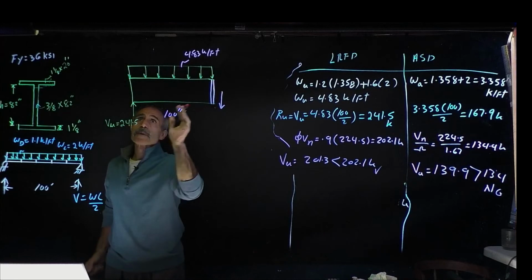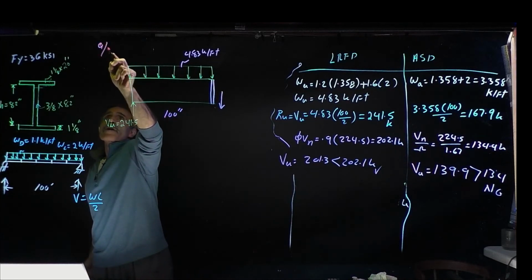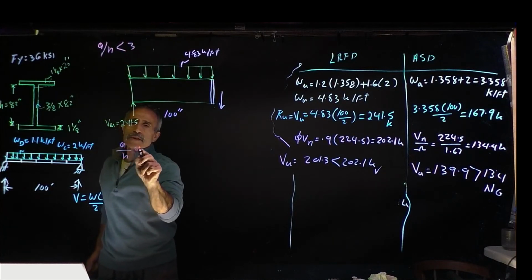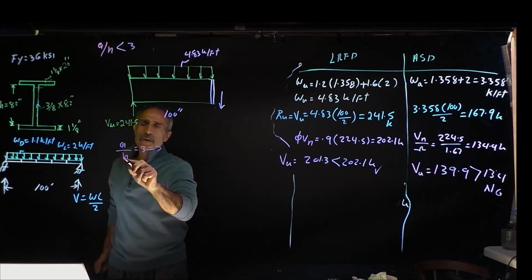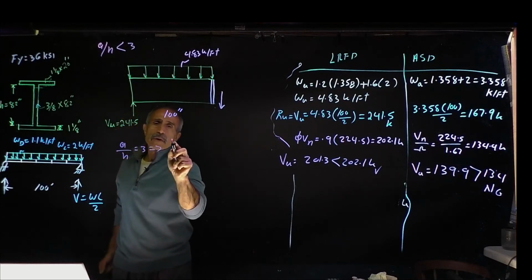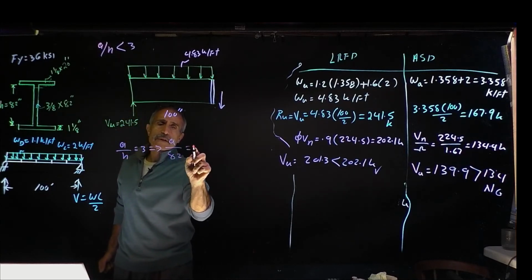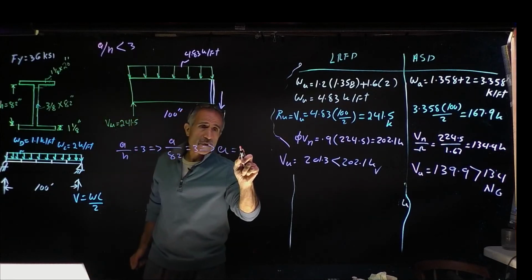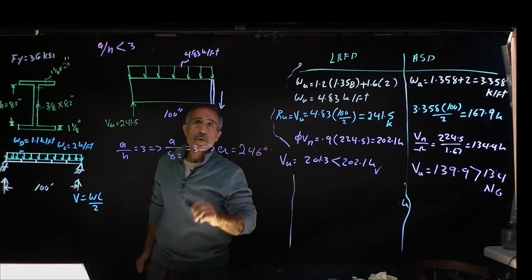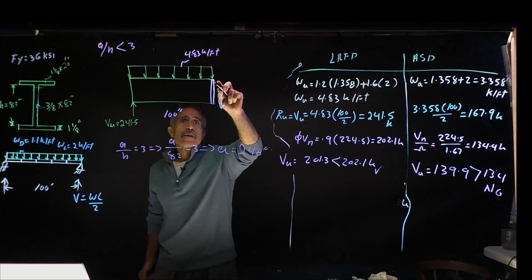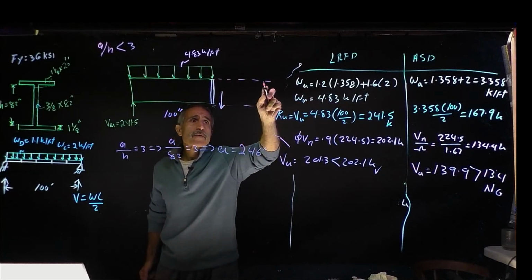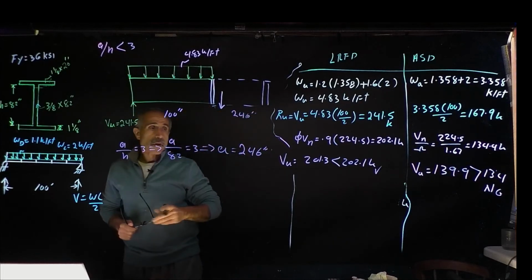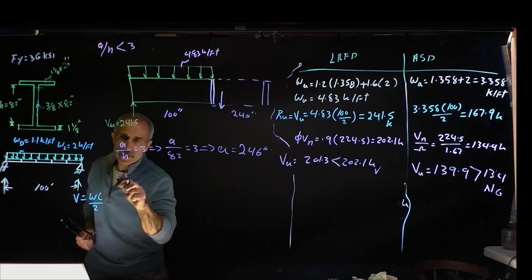Remember, we said the spec called for A over H should be less than 3. What if we say A over H is equal to 3, and therefore we know H is 82, so A divided by 82 is equal to 3, and A is 3 times 82, which is 246 inch. So we're going to put another stiffener way down here, another one at 246 inch away. And now we have to calculate KV, which we've done before.